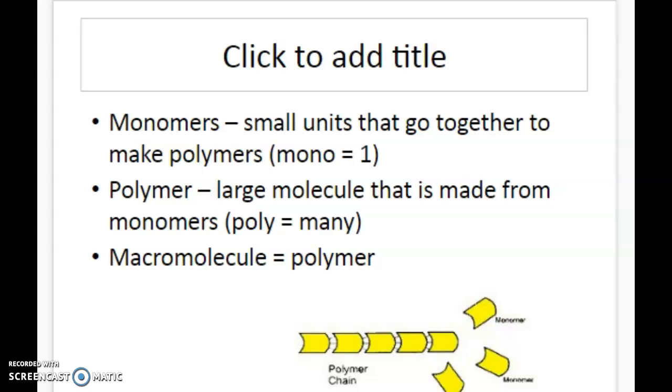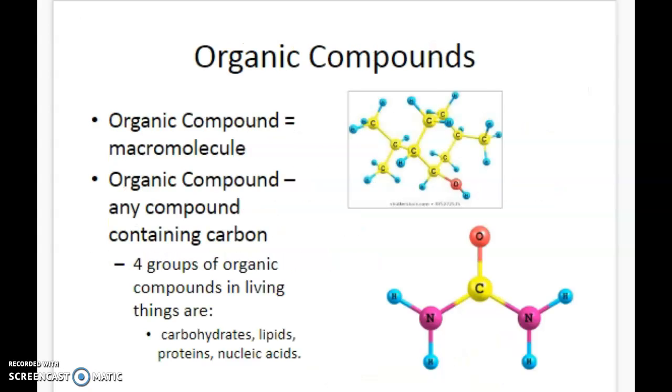Now, how this relates to what we're talking about is this brings us to organic compounds. Organic compounds are macromolecules. They are a large thing that are made up of very smaller things. Now, an organic compound is a compound that contains carbon. In living things, there are 4 different organic compounds, and I think you guys are familiar with them. 3 of the 4 you have to eat on a daily basis. They are carbohydrates, lipids, proteins, and then nucleic acids are the one that you do not consume.